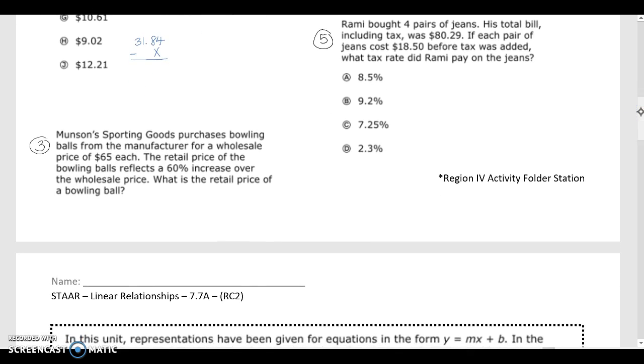Okay, number 3 says Munson Sporting Goods purchases bowling balls from a manufacturer for a wholesale price of $65 each. The retail price reflects a 60% increase. What is the retail price? So we want to know a 60% increase. So percent over 100, and we need to do X over 65. Now, if we're trying to find the retail price, they're increasing it by this amount. So you're going to take the wholesale cost and add the increase to get the retail price.